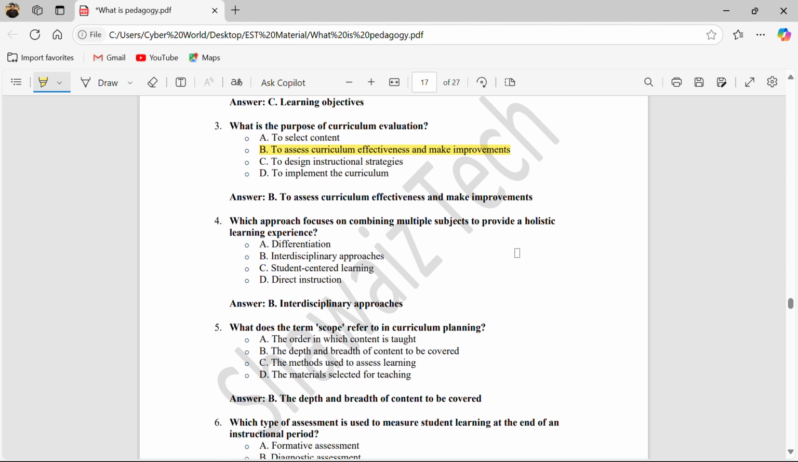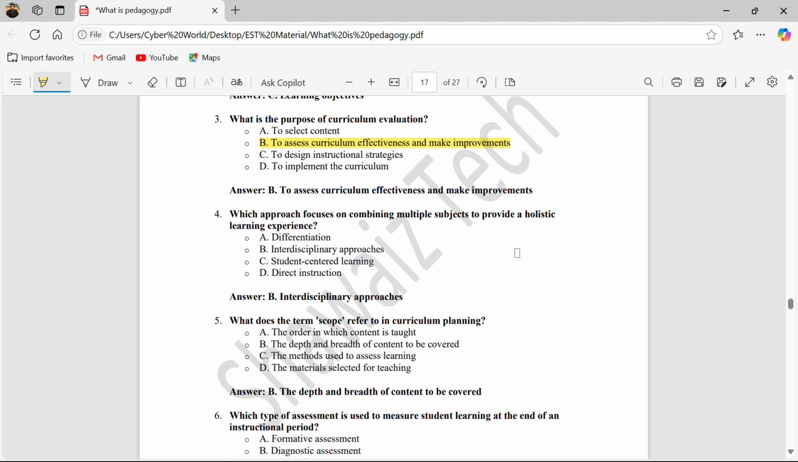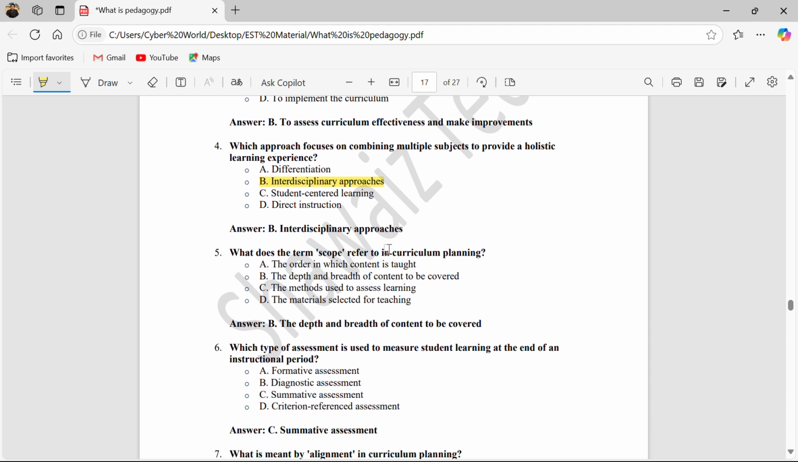The next is, which approach focuses on combining multiple subjects? We know that combining multiple subjects is known as the interdisciplinary approach. And what does the term scope refer to in curriculum planning? Scope refers to the order in which the content is taught? No, the depth and breadth of the content to be covered. So this is the correct answer. The scope means the depth and the breadth of the content to be covered.